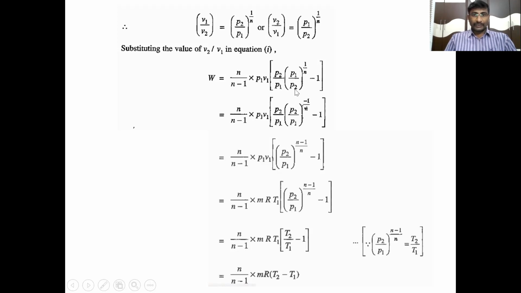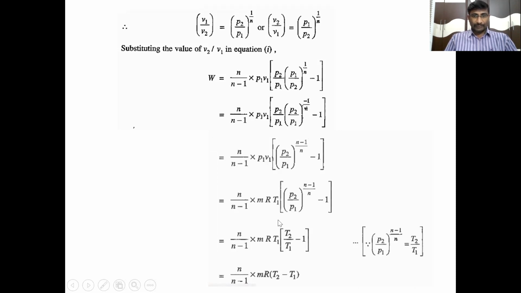When we reverse the base, the power changes its sign. So (P2/P1) to the power minus 1/(n minus 1). From this, P2 in the numerator, (P2/P1) to the power (n minus 1)/n, that is, n minus 1 by n, minus 1. So n/(n minus 1), P1V1 in place of P1, V1 = MRT1, (P2/P1) to the power (n minus 1)/n minus 1.